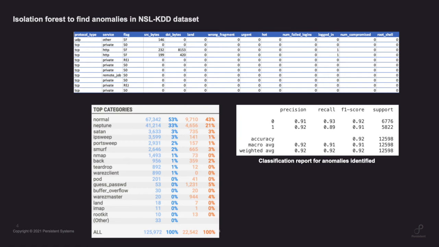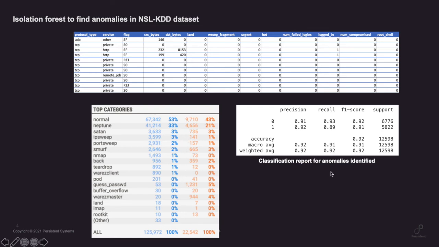The example that we did was using NSL-KDD, and the NSL-KDD, most of you will be aware, is pretty much a network intrusion detection system dataset. It has different features like protocol type, service, flag, etc. And the labels are the anomaly names. So here are the top categories for the anomaly names. It could be normal when no anomaly, or different types of anomalies like Neptune, Satan, IP sweep, and this is a sweep-wise analysis, which tells you how the distribution of anomalies is.